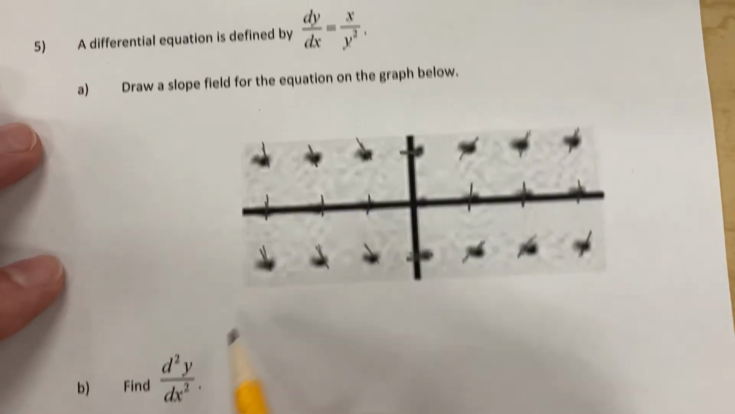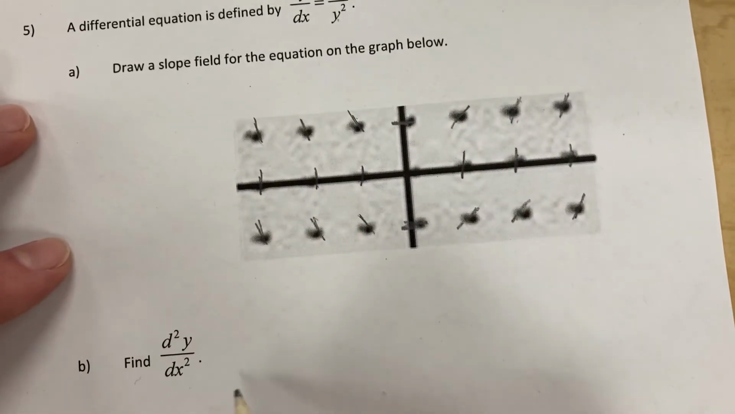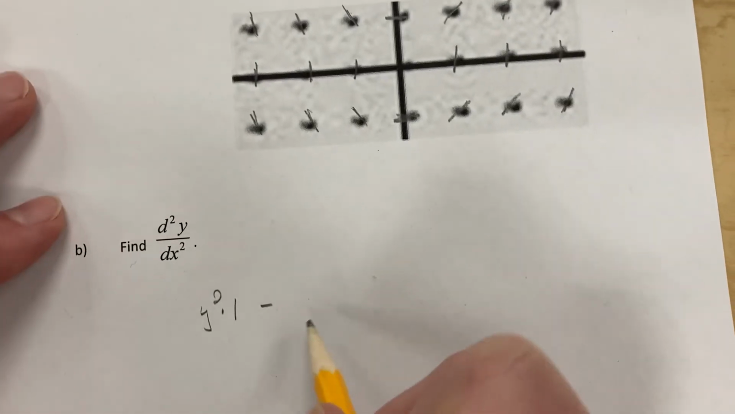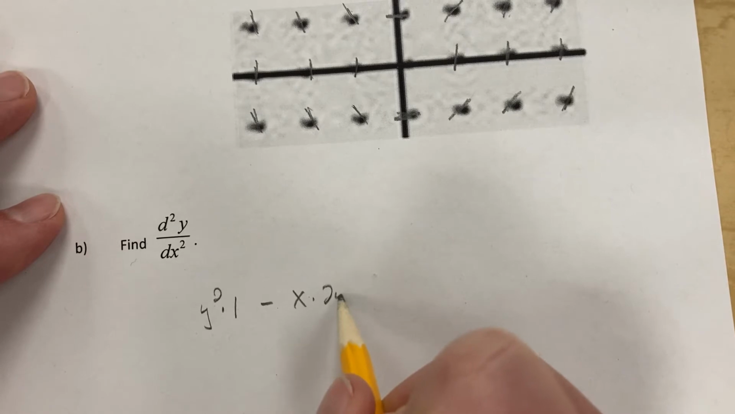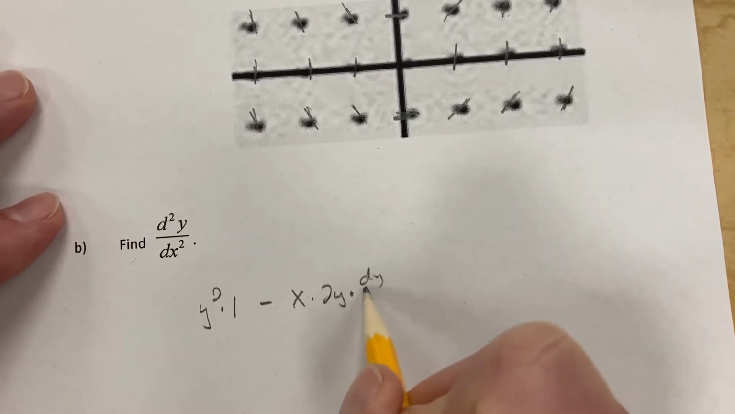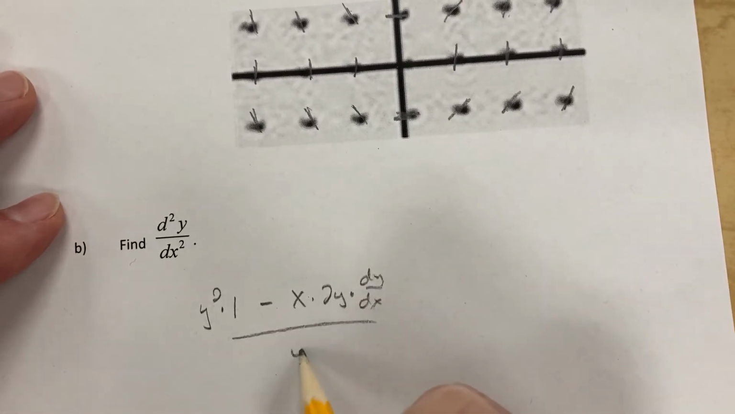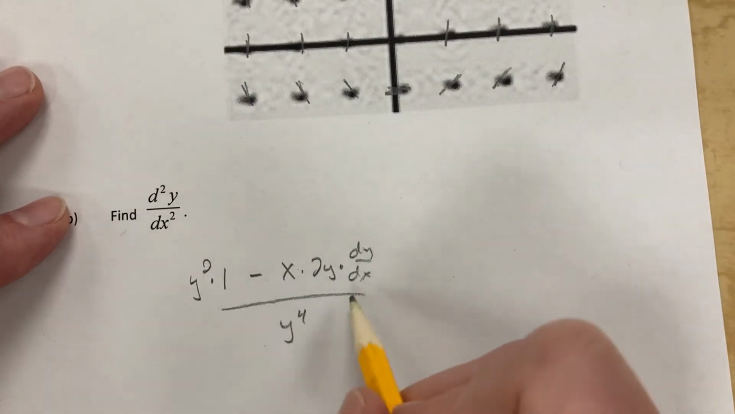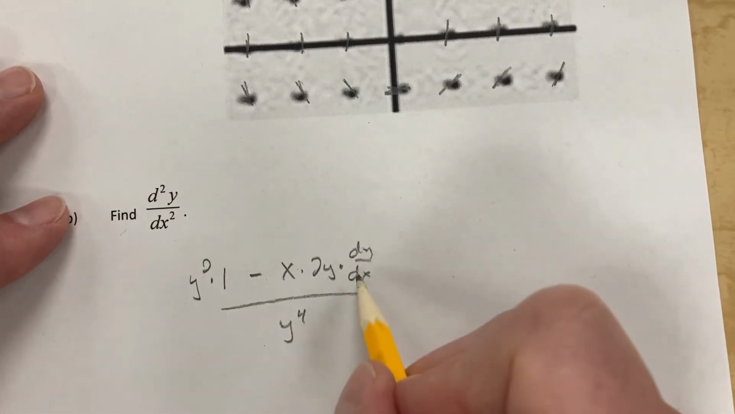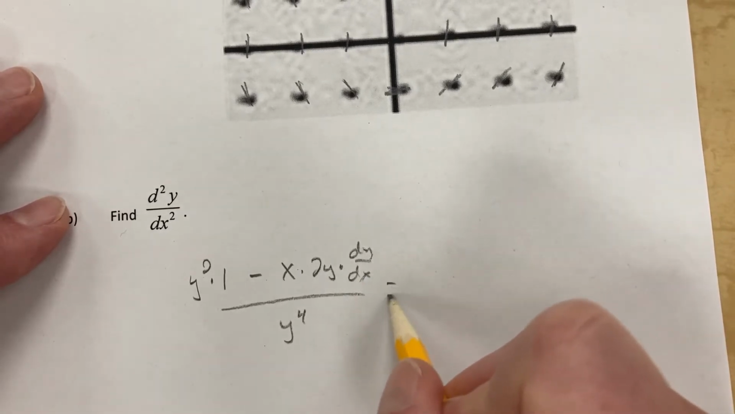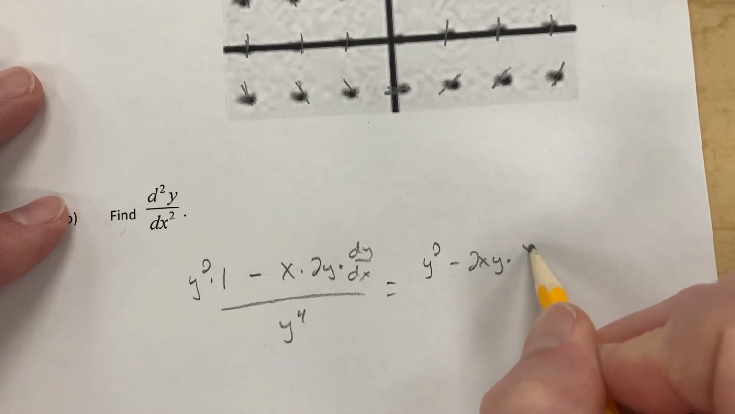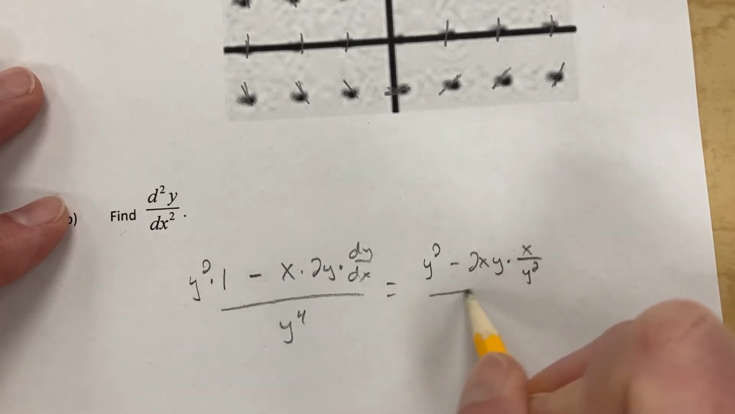All right, find the second derivative. We're going to do quotient rule on that. So quotient rule says our second derivative would be bottom times derivative of the top minus top times derivative of the bottom, which is 2y times dy/dx, over bottom squared. So that should be the start of our second derivative, and then we want to replace that dy/dx with the original derivative.